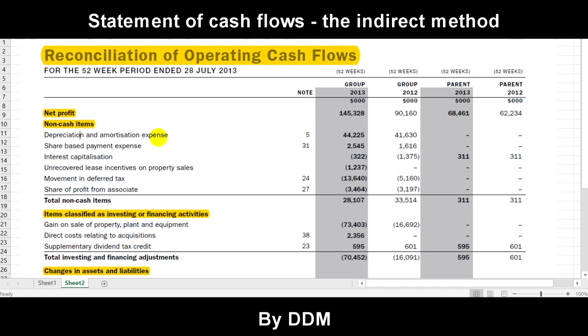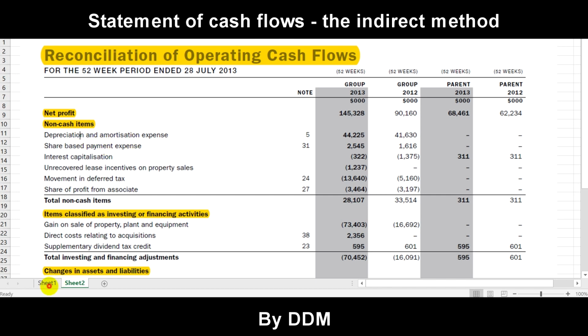Just have another look at the reconciliation of operating cash flows. We notice that depreciation and amortization expense is categorized under non-cash items. Gain on sale of property, plant, and equipment, so that's gain on sale of PPE, or loss on sale of PPE, is classified as investing or financing activities. Loss on sale of PPE can also be categorized under non-cash items.